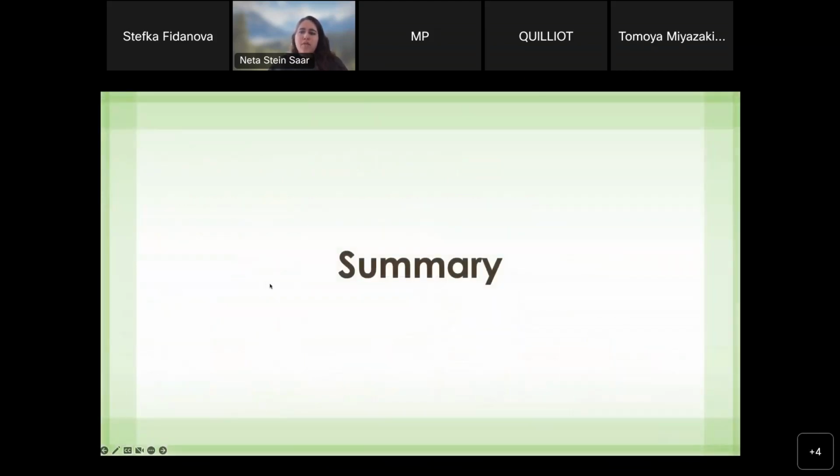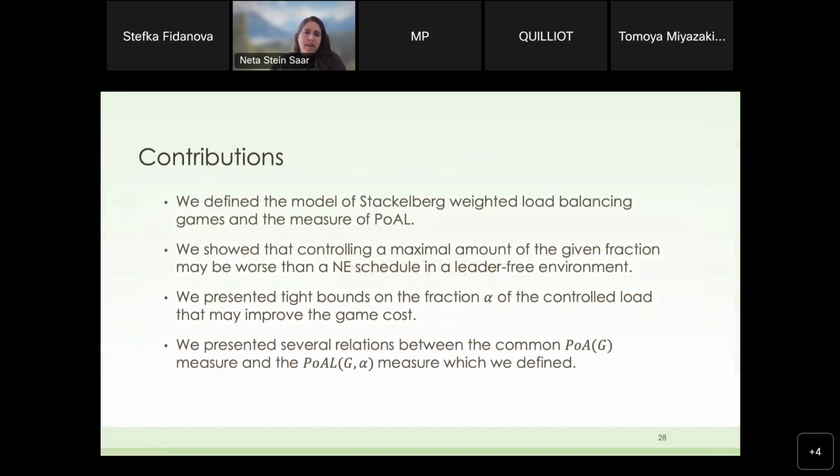Okay, so to sum up, first, our contributions are that we defined the model of Stackelberg weighted load balancing games and the measure of POAL. We showed that controlling the maximal amount of the given fraction may be worse than a Nash equilibrium schedule in a leader-free environment. We also presented some tight bounds on the fraction alpha of the controlled load that may improve the game cost. And we saw also some relations between the common price of anarchy and the price of anarchy with leadership.